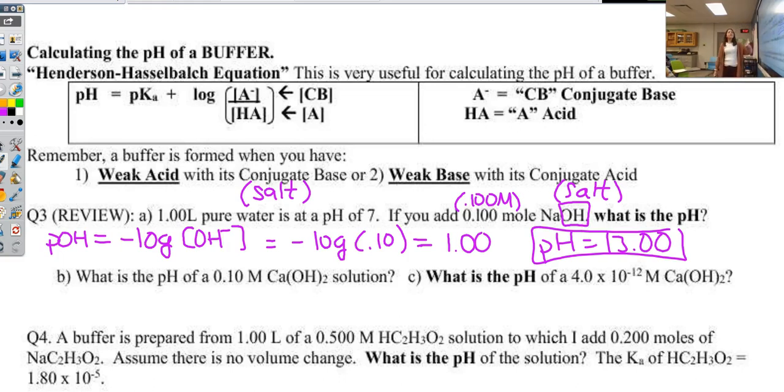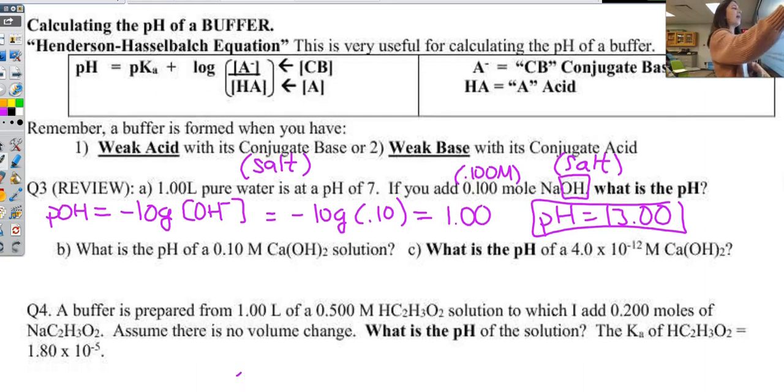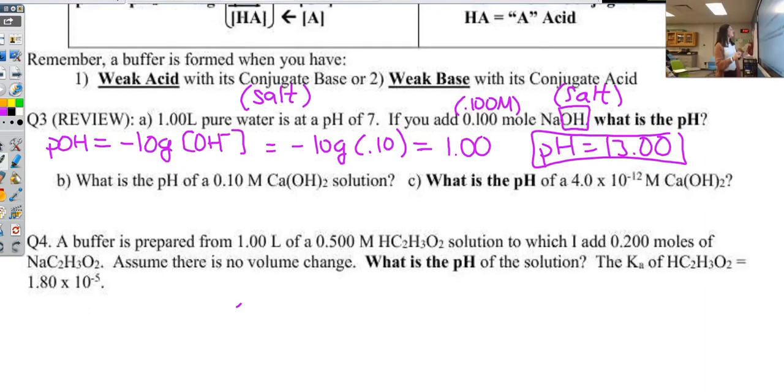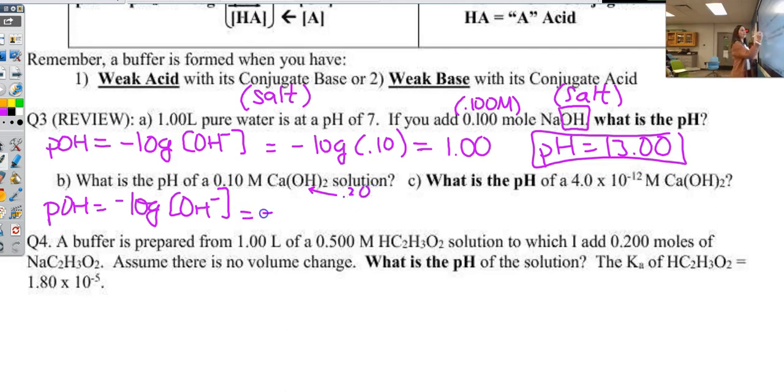Okay. So for B, a little bit different. Now, instead of NaOH, we have Ca(OH)2. So I'm going to do the same thing. My pOH is equal to my negative log of OH minus, but now what is my OH minus concentration? Very good. It's 0.1 times 2, which is 0.2. So this is actually 0.2 molar. So now I'm going to do negative log of OH minus, which is 0.20. Please plug it into your calculator and tell me what you get.